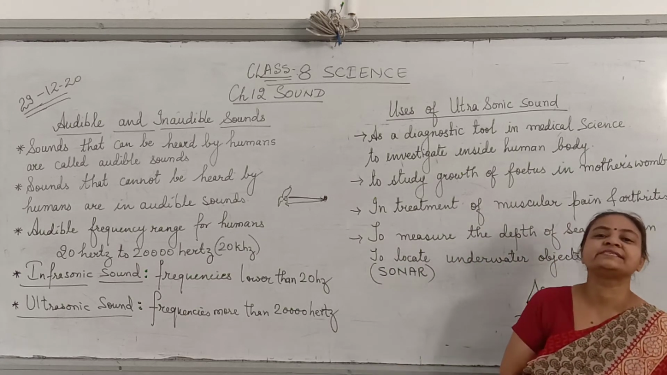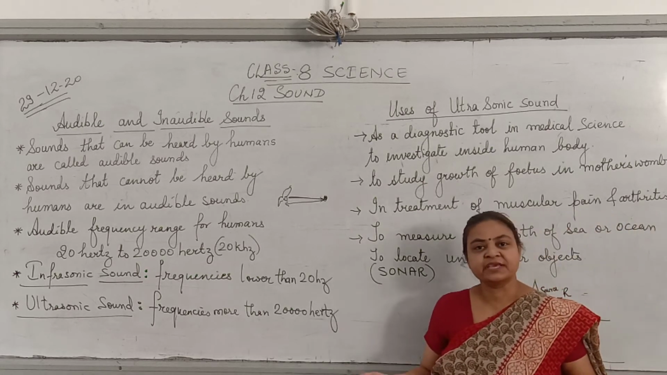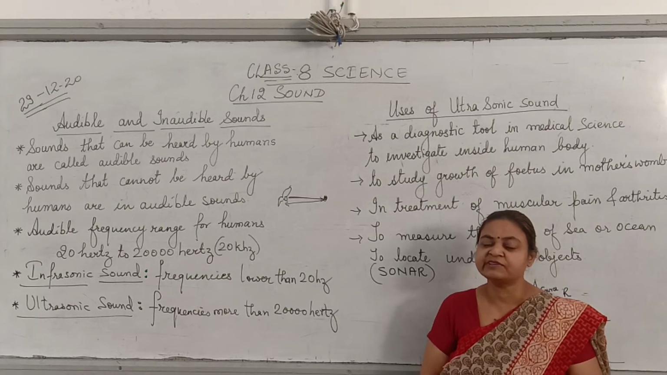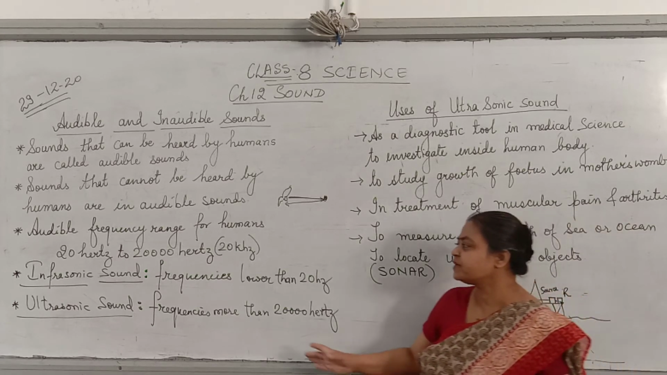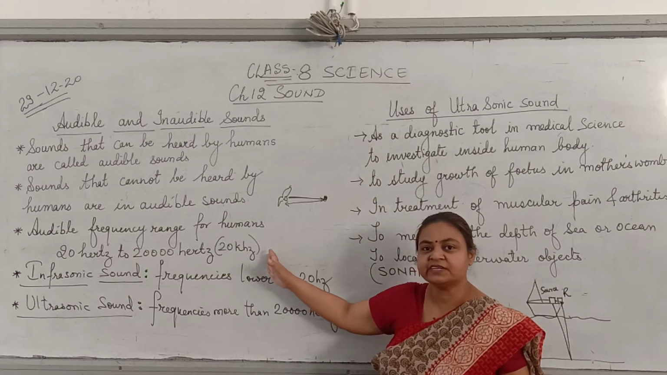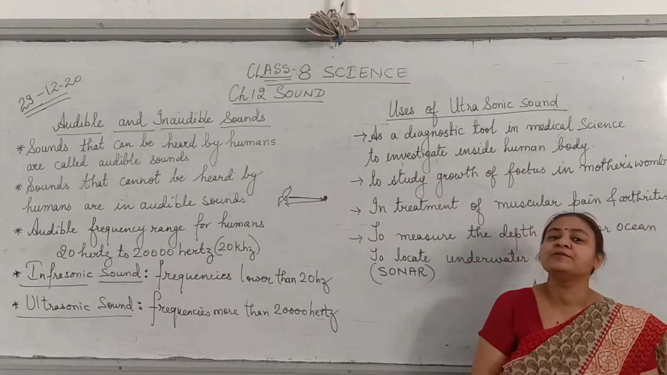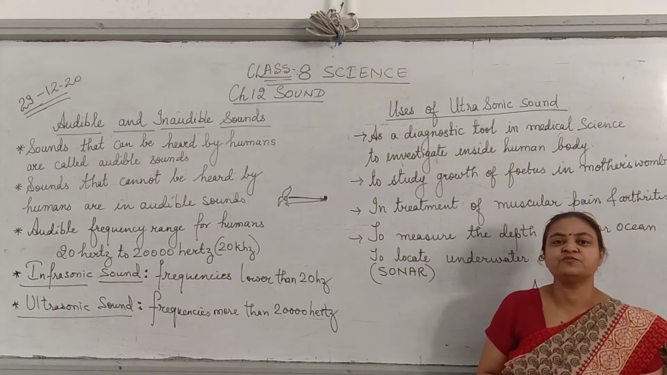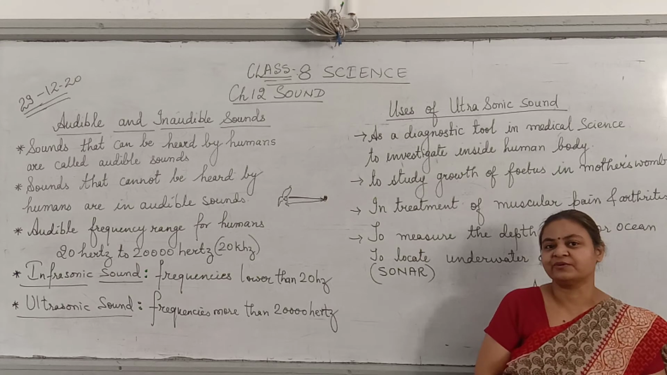Ultrasonic frequencies can also be heard by deer, leopards, monkeys, etc. They can produce also and listen also. Human beings can neither produce frequencies more than 20,000 Hz, nor hear frequencies more than 20,000 Hz. Means humans cannot produce ultrasound and they cannot hear ultrasound.